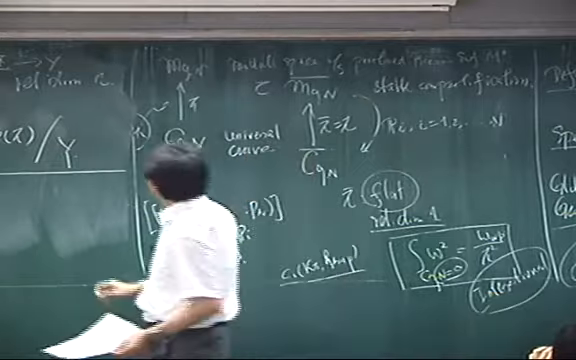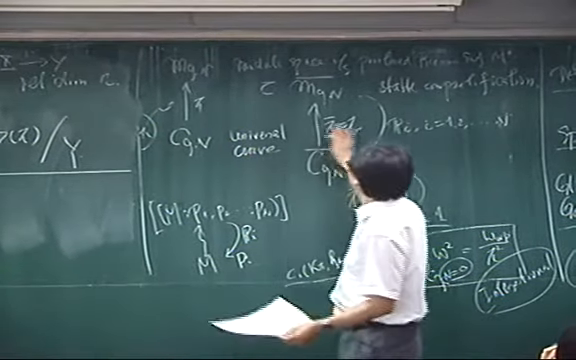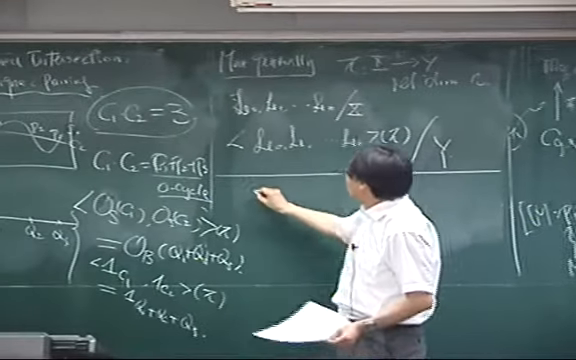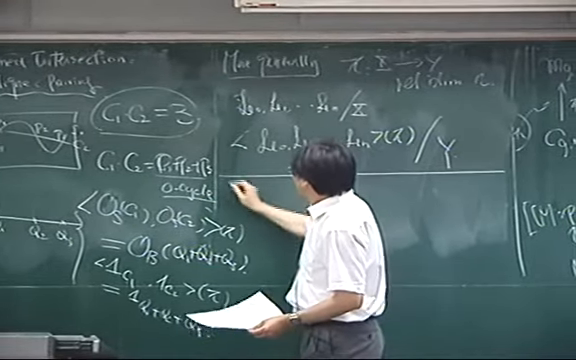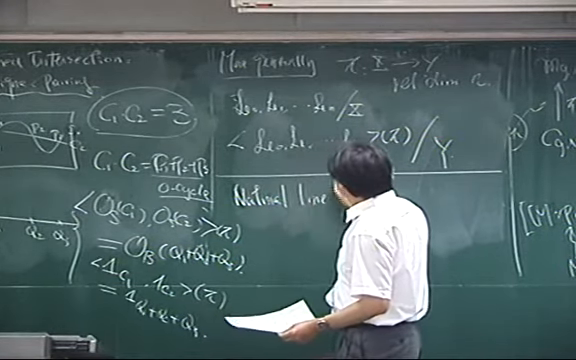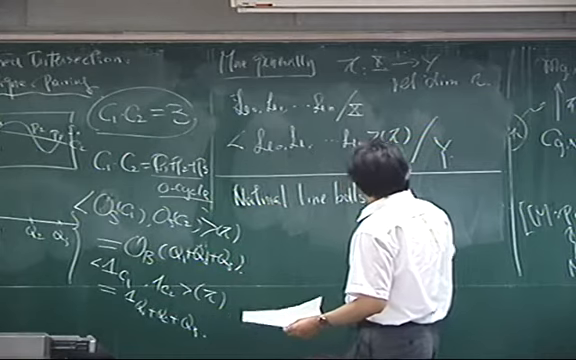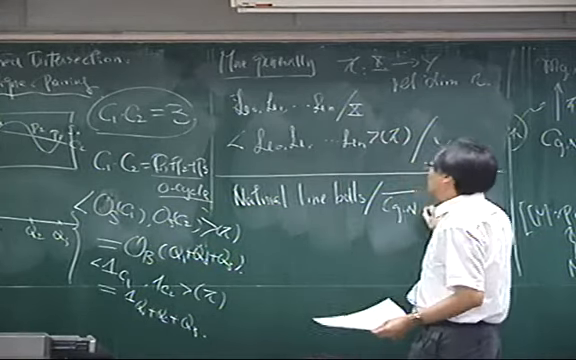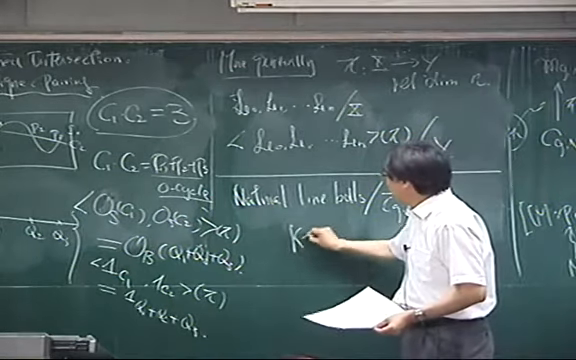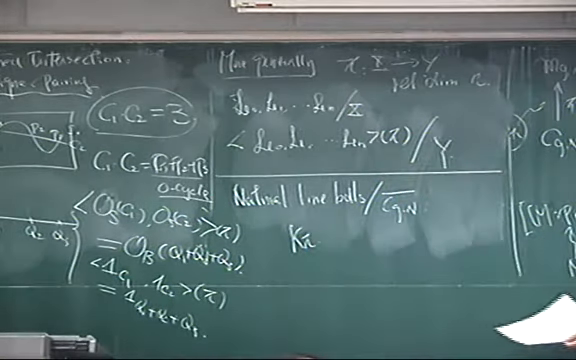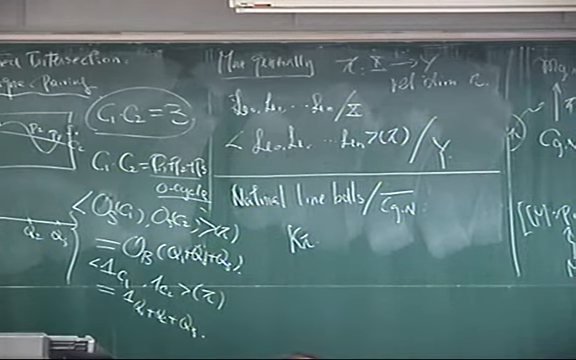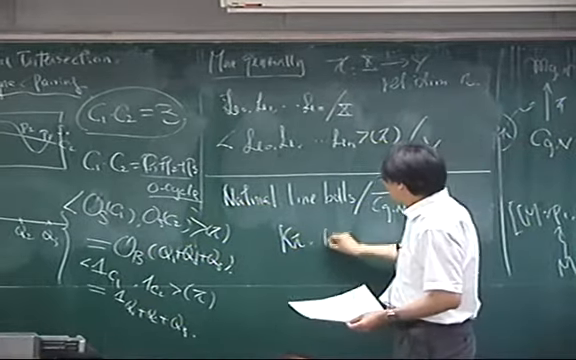So let me see what the natural line bundles on C_g,n bar are. The first one, of course, is this K pi. This is the relative canonical line bundle, right? You get this one, and you get those sections.